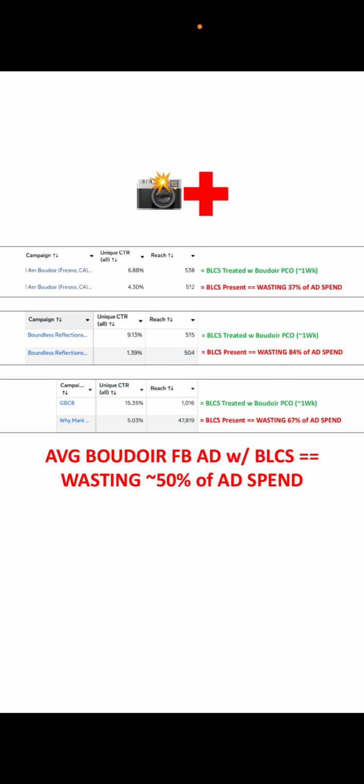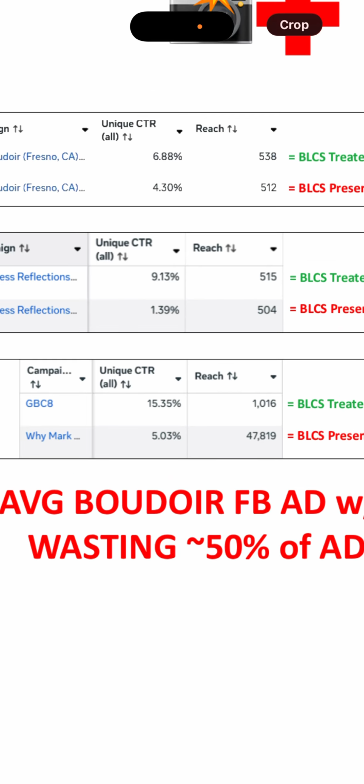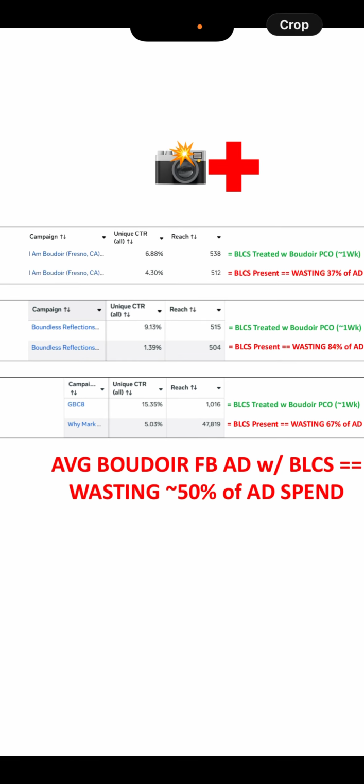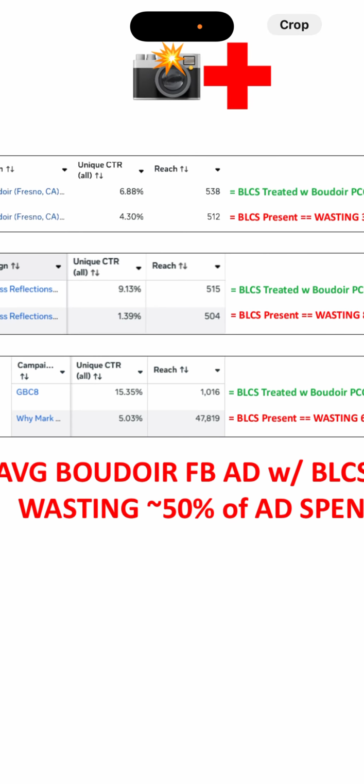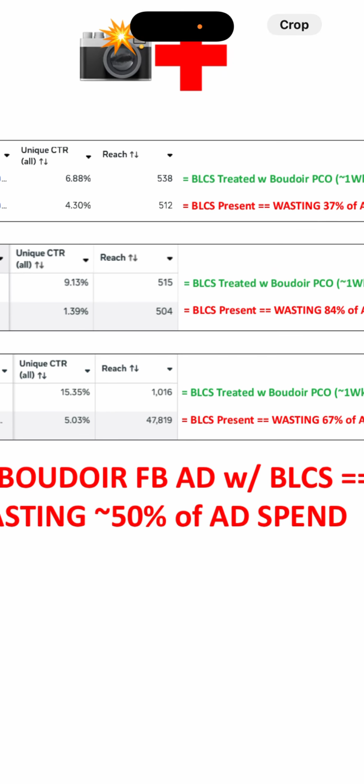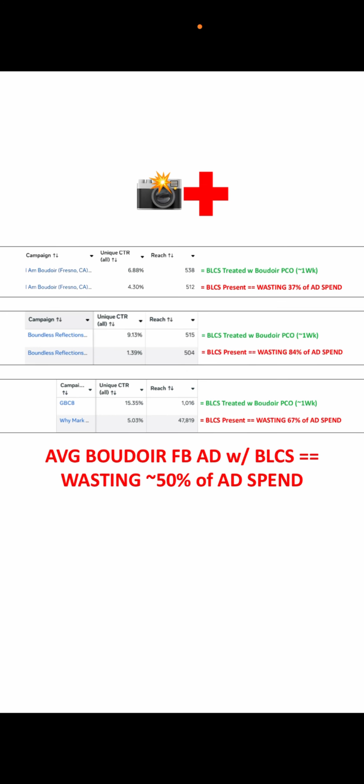All right, finally had a patient, 5.03% unique CTR. Okay, under 6%, so we know BLCS is present. Duplicate, actually did a lot more work on this one. Treated with Boudoir Pico, took about a week, and found out he was wasting, or at least the old ad was wasting, 67% of his ad spend.